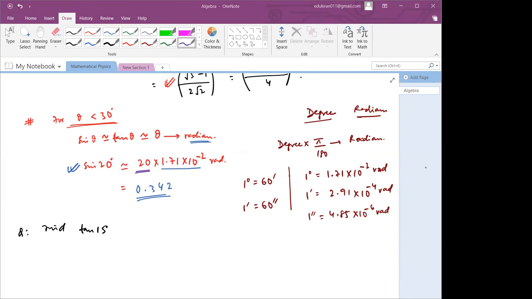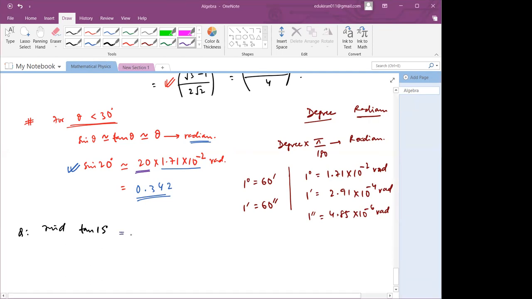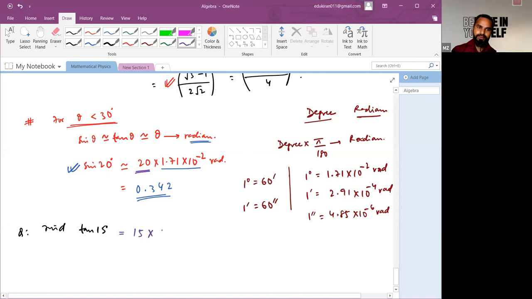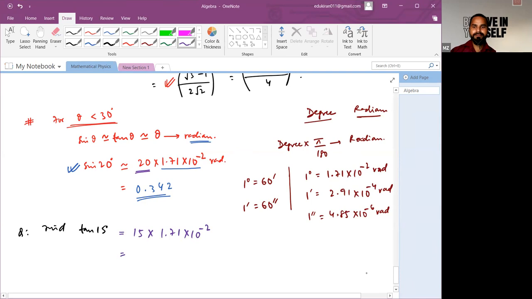Ikra, just see, since we have this 15 degrees, which is smaller than 30 degrees, we can write it as 15 into 1.74 into 10 to the power minus 2, instead of solving with the formula. Just multiply it to get the result. So this is all about this trigonometric section.